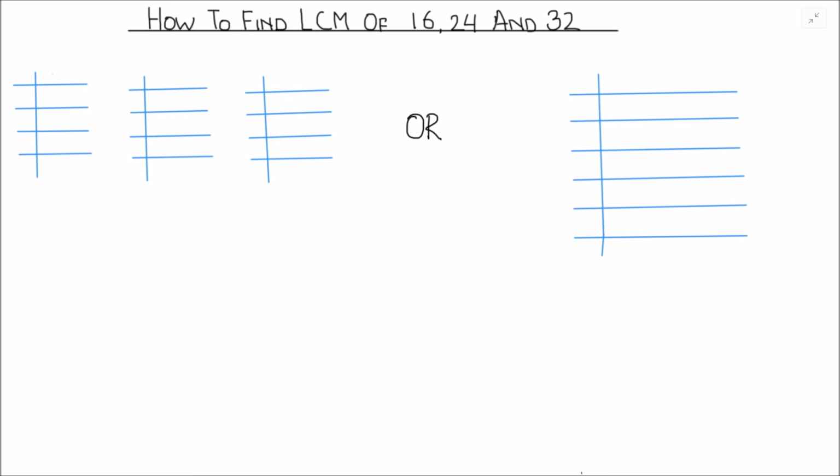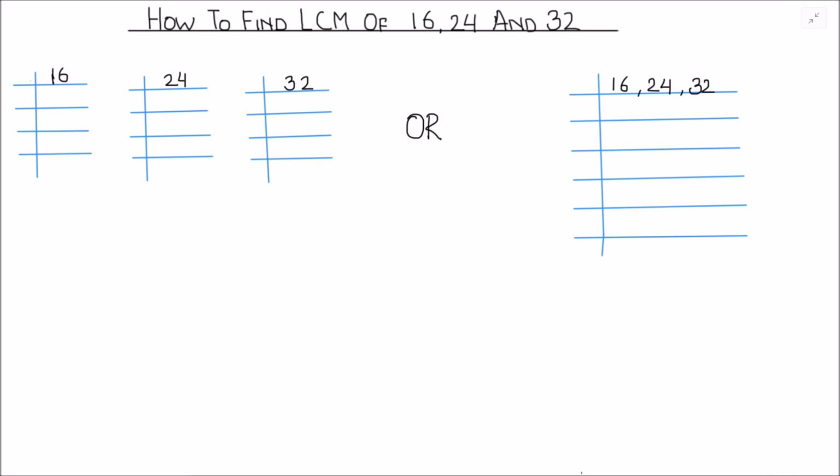Here we are going to do the first way where we divide the numbers separately and find the factors of these numbers. So our numbers are 16, 24 and 32. And in the single ladder we will divide all the three numbers together. In the prime factorization method we use prime numbers or prime factors to divide the numbers.